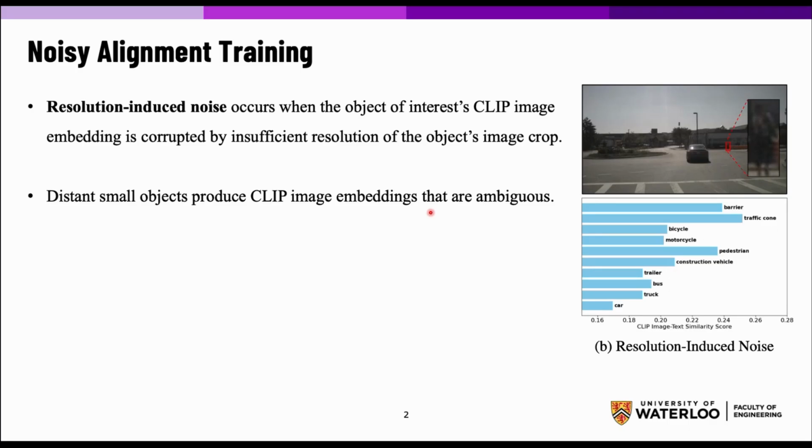The second source of noise is resolution-induced noise, and this occurs when the object of interest region crop is insufficient in resolution, and as a result, the CLIP embedding becomes ambiguous as well, right? So you can imagine that as your image crops become smaller, it becomes harder to distinguish between different classes.